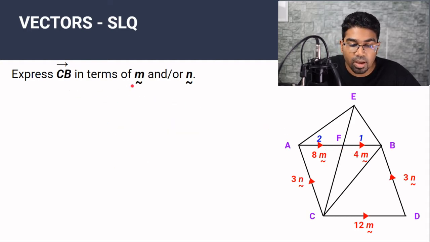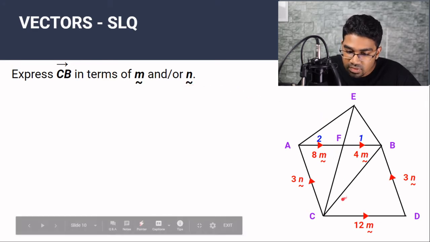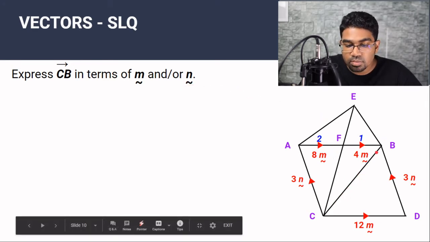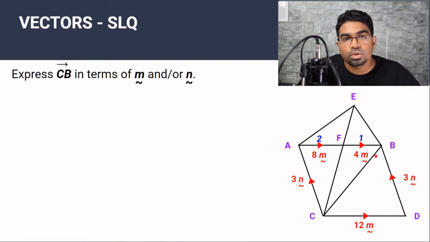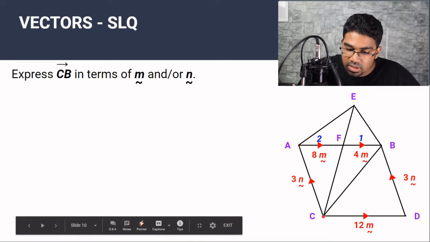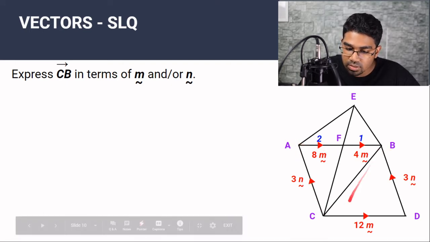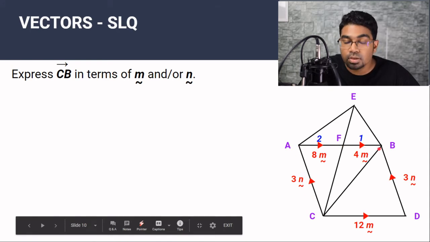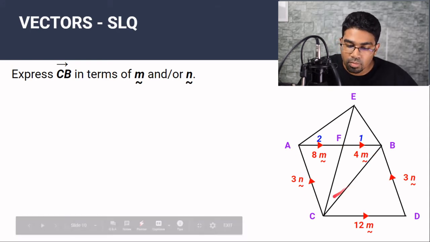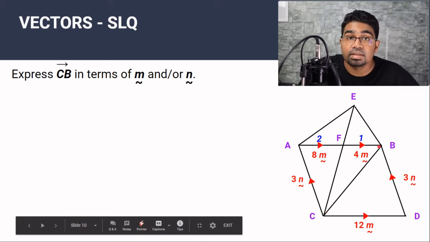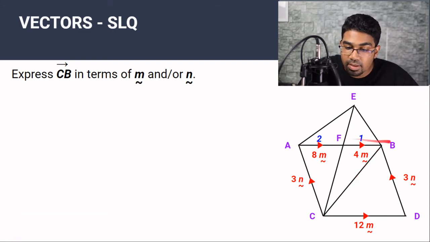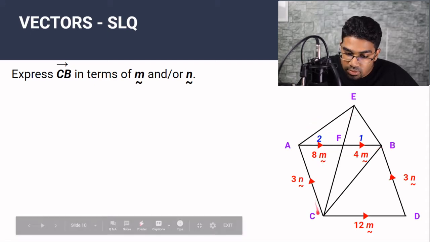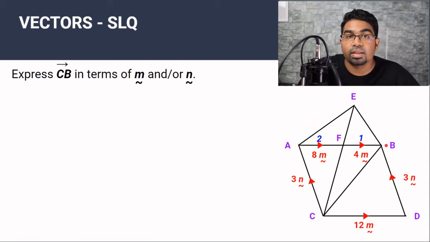Express CB in terms of m and or n. To find CB in terms of m or n, we need to use vector addition. There are several ways to do it. One way is to go from C to A to B. So that will be CA plus AB. Notice how this is done. In vector addition, if we want to find CB, you start at C and you end at B. So we can go CA plus AB. You cannot skip points. As long as you follow the path, then you can add the vectors together.